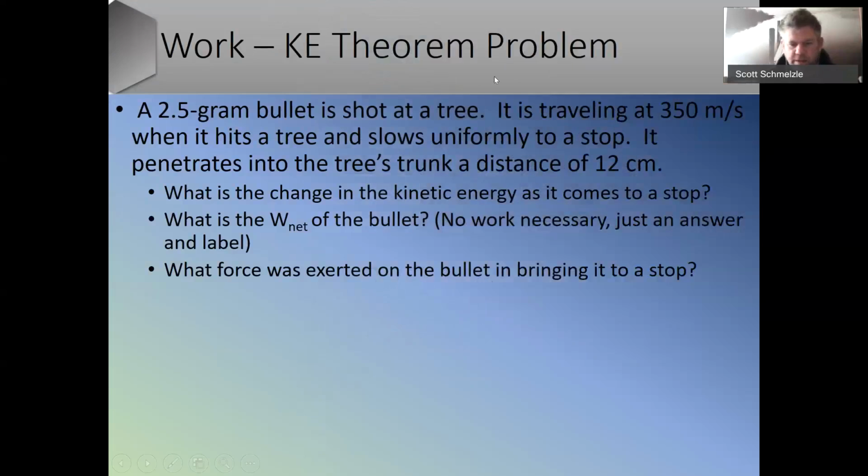All right, so in this one, what we've got is a 2.5 gram bullet shot at a tree. It is traveling at 350 meters per second when it hits a tree and slows uniformly to a stop. It penetrates into a tree trunk a distance of 12 centimeters. Now here's what I'd like you to do. Pause this, go ahead, try and run it. Okay?